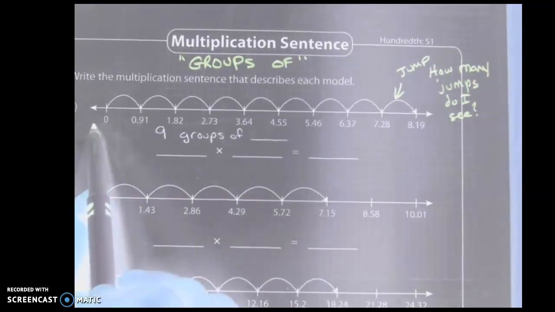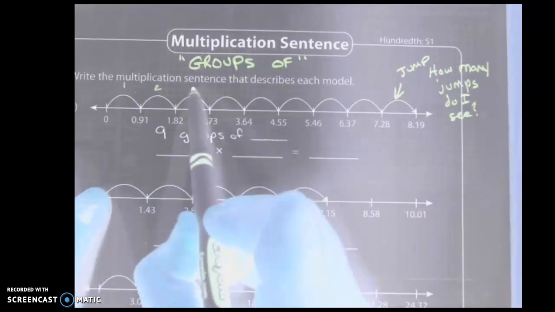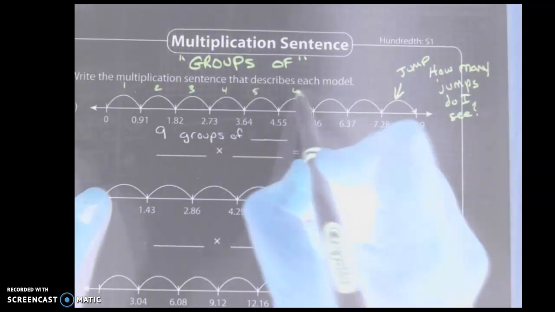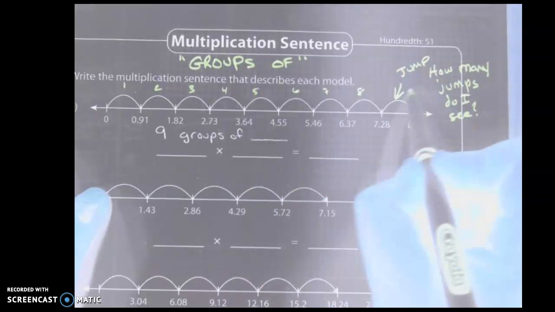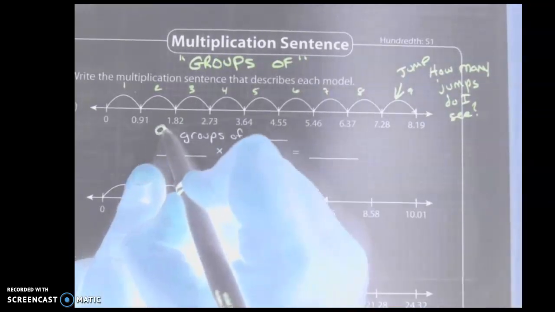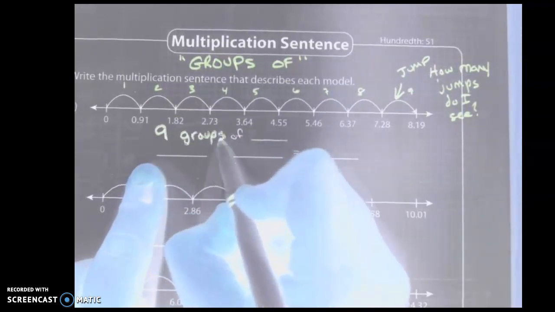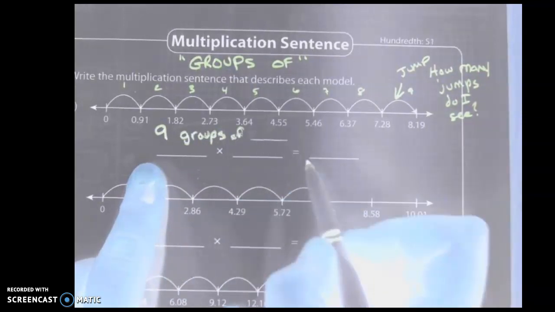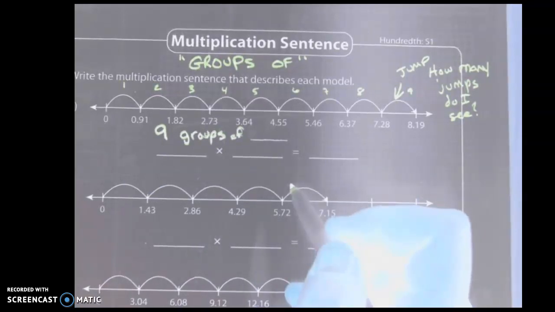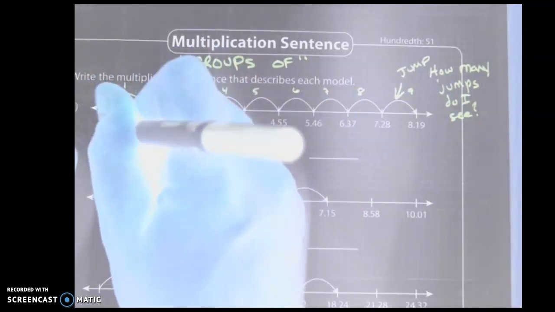So let's take a look at number 1. Let's count our jumps. We have what? 1, 2, let's write it just like I'm writing. If I write it, you write it. 4, 5, 6, 7, 8, and what? 9. So that means we have 9 groups of something. We don't know it yet, okay? Hold on. No, don't jump ahead. 9 groups.